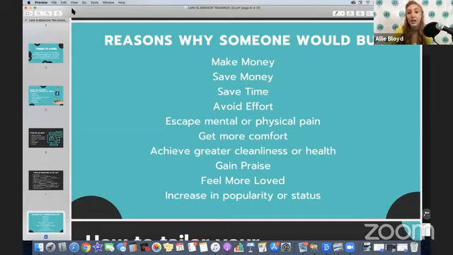Feel more loved, very similar concept, and then increase in popularity or status. When people are successful in business, they naturally feel an increase in status because they're doing something for themselves. They're working hard. They're creating opportunity. The downside is when you don't feel like everything is going the way you would like it to, that can make you feel a little bit lower in status, even if things are relatively the same. So part of this is mental for the business owner.